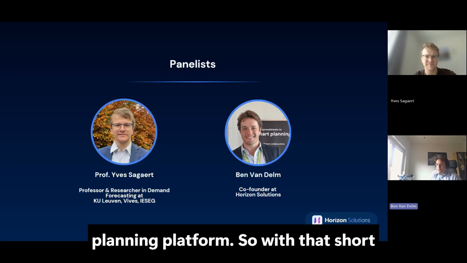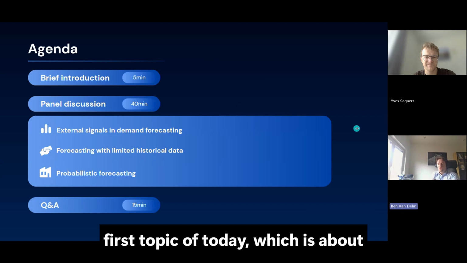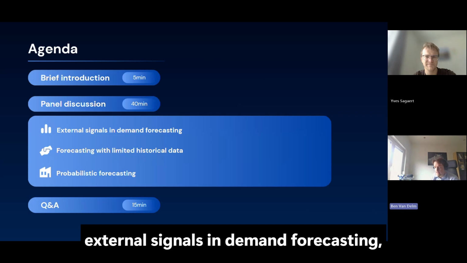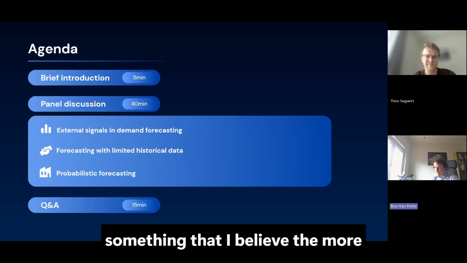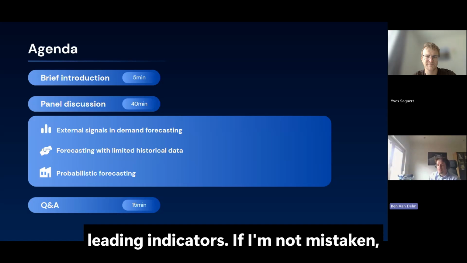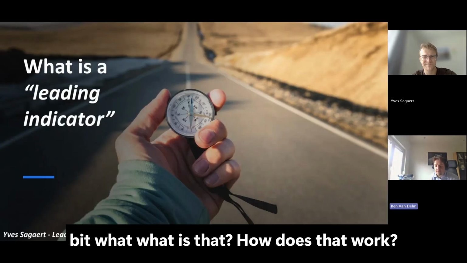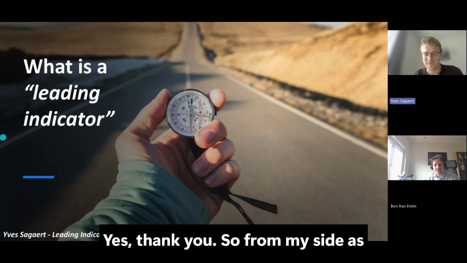So with that short introduction, let's get into the first topic of today, which is about external signals in demand forecasting, something that I believe the more technical appropriate term would be leading indicators, if I'm not mistaken. But you can tell us and explain a bit, what is that? How does that work?